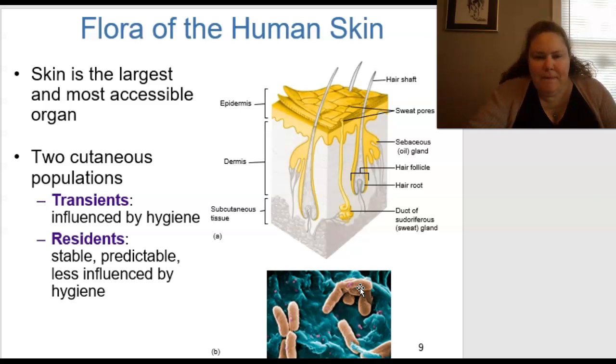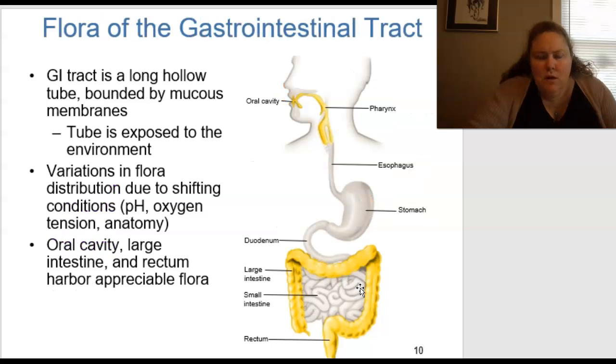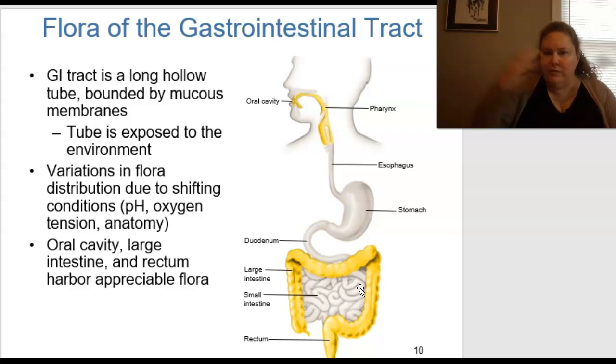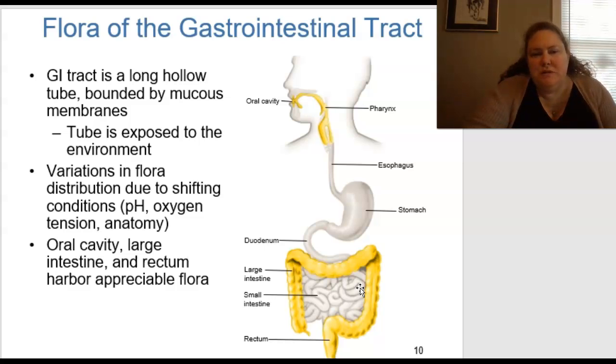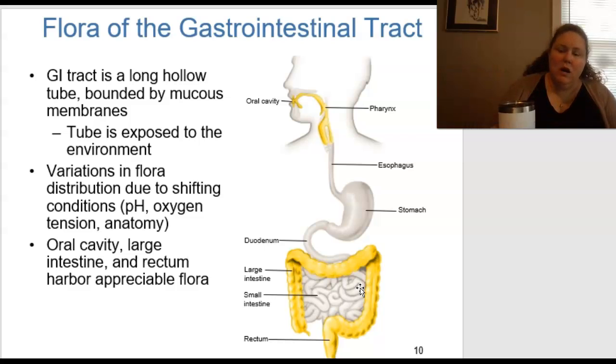Okay, so you can see our normal guys. What about talking about our flora of the GI tract? Well, the GI tract is a long, hollow tube that is bounded by mucous membranes, our mouth and our anus, right? The tube is exposed to the environment. When I open my big old mouth and I drink some coffee or eat food or whatever, we're exposing that to the environment. And the variations in flora distribution are due to the shifting conditions such as pH, oxygen tension, and anatomy. We have our oral cavity, our large intestine, and our rectum that can harbor appreciable or good flora.